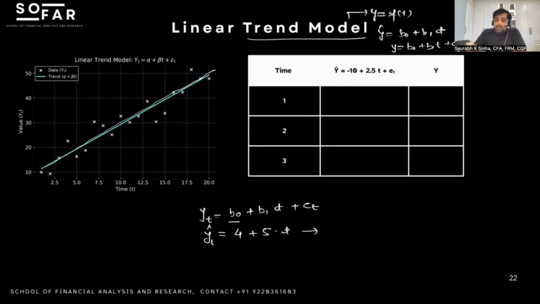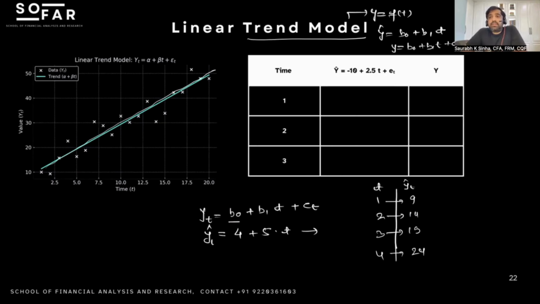But what does this equation represent? It represents that if time is 1, what would be the value of y hat? 9. Time is 2, what is the value of y hat? 14. 3 would be 19. 4 would be 24.